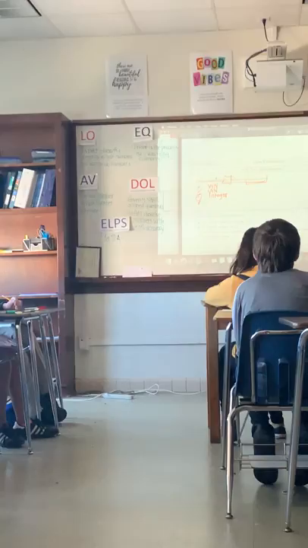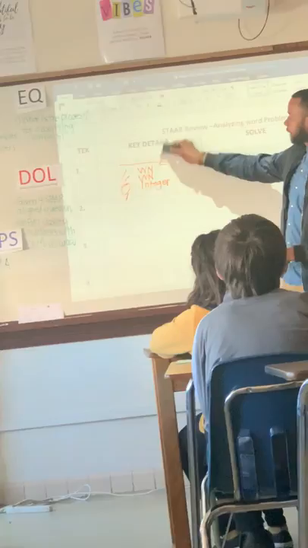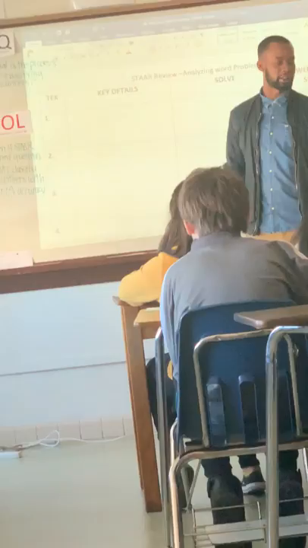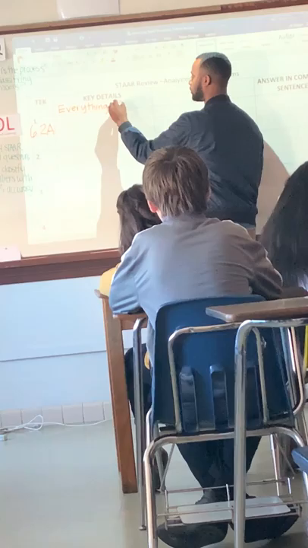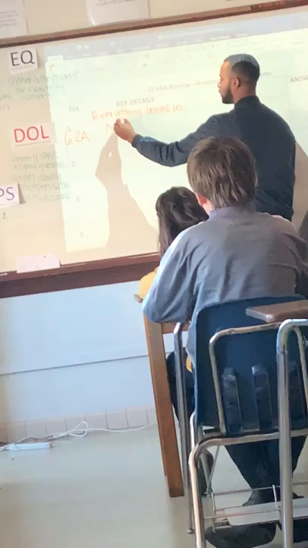Now you're going to flip it to the back. You should have this chart right here. We're going to fill in every column, okay? In this TEKS column, the TEKS we're working on today is 6.2B. So I would write 6.2B there. Then, by key details, that's everything you boxed in. On number 1, what words did we box in? Not and whole number. Those are my keywords.